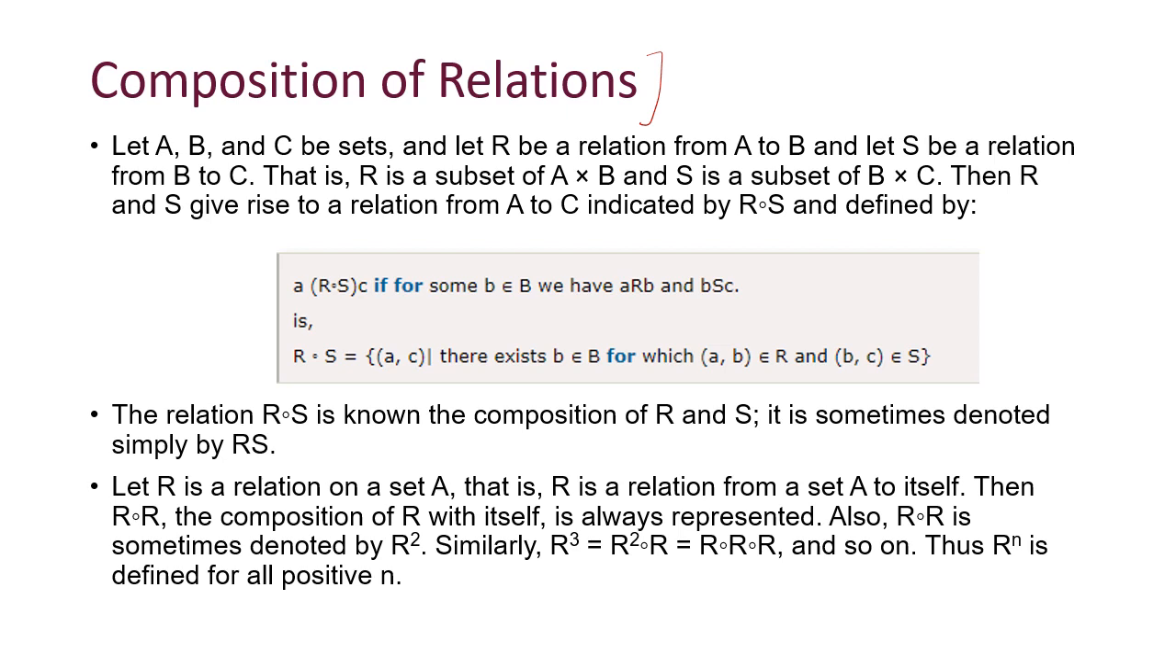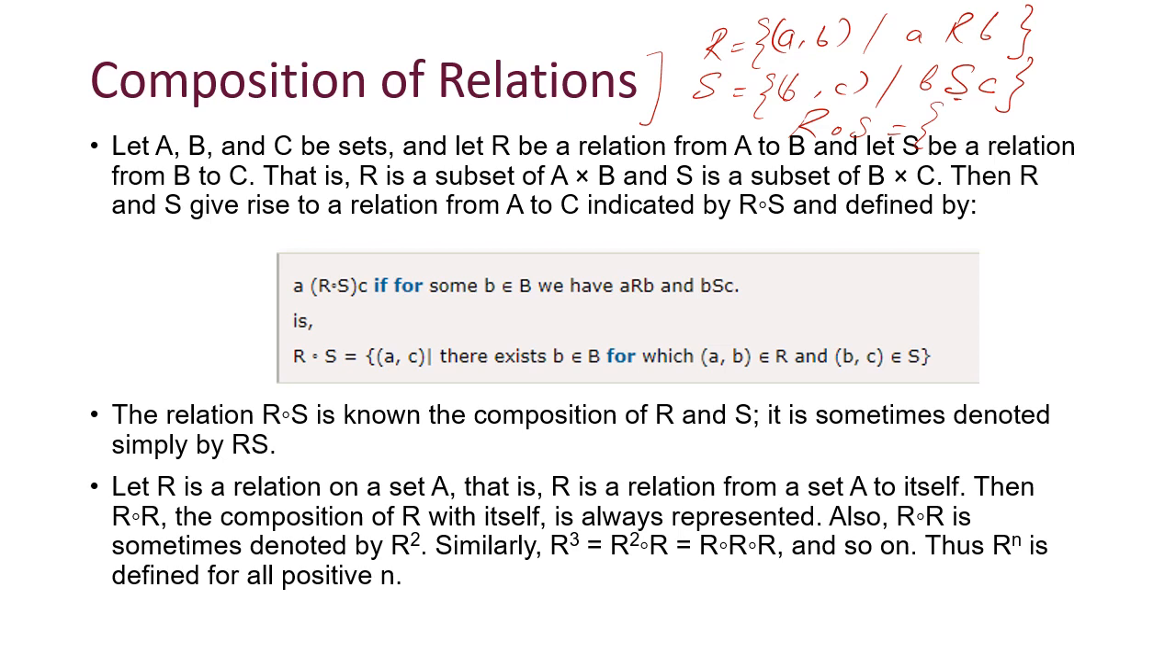Let us say I have a relation R which is A comma B pairs, right? Where A is related to B. I have a relation S which is, let us assume, B comma C pairs, such that B is related to C under the relation S. Then the composition of R and S is the A comma C pair such that A is related to B and B is related to C.